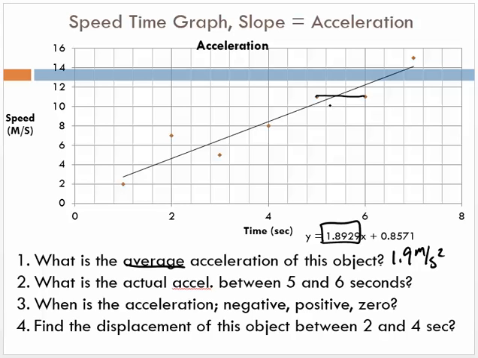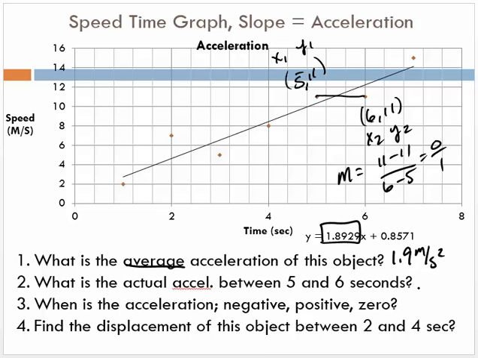But let's go ahead and write down the ordered pairs for that. It looks to me like this would be (5, 11), and this right here is (6, 11). So between those two, I'm going to label this as x1, y1, x2, y2, and the slope then becomes 11 minus 11 over 6 minus 5, or 0 over 1. So as we said, it's 0 meters per second squared, and that makes sense because it's a flat line.